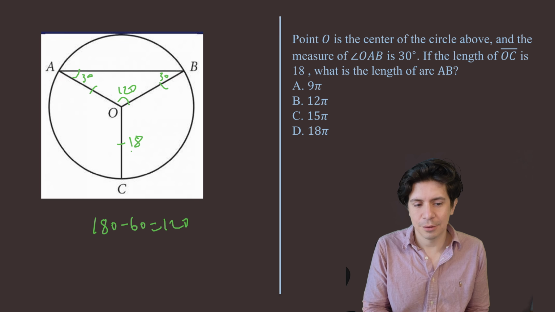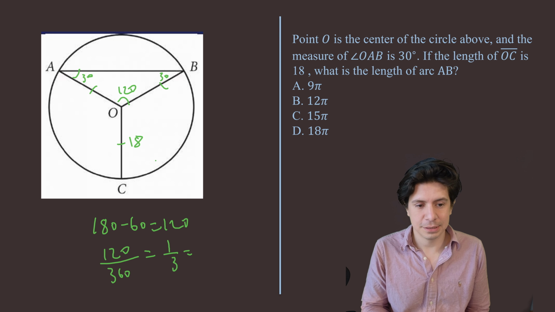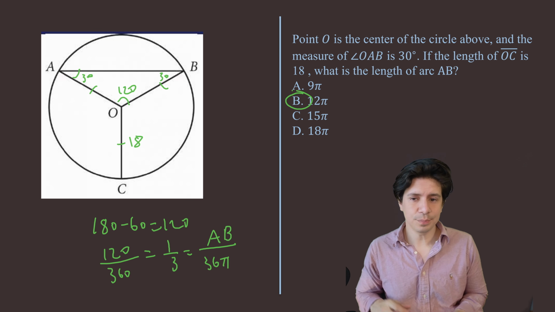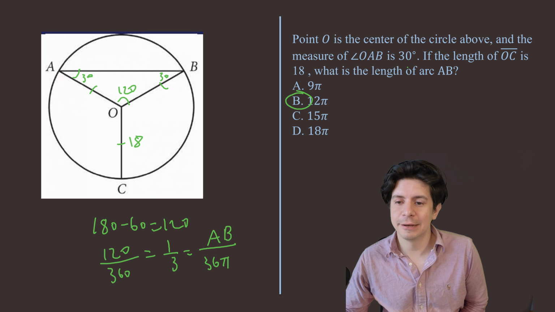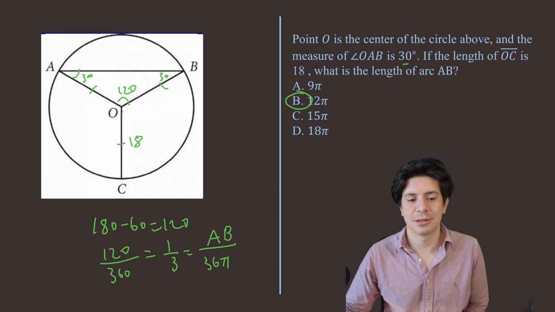So 120 out of the whole thing, 120 out of 360 is a third. The circumference is going to be 2 times 18 times pi, which is 36 pi. And then our answer for arc AB is going to be a third of 36 pi, which is B. Straightforward. You just need to keep track of the info they give us, the 30 degrees. Make sure you put it in the right place. Sometimes people get thrown off and put it on the middle angle, but it's actually here. And then remember, these are all radii, so it makes isosceles triangles.